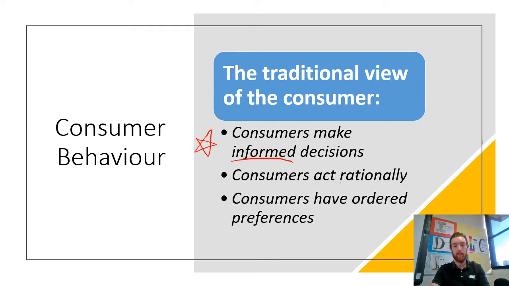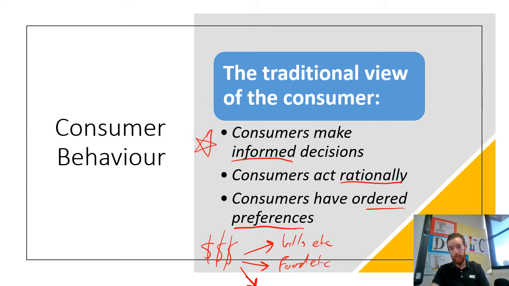It's also assumed that consumers act rationally, which means that we are always doing the smartest or the most logical thing with our money. We don't act impulsively, which isn't always the truth, but that's the traditional view. And also that we have ordered preferences. So that's basically stating that when we get paid, we have an order of how we are going to spend that money based on its importance. So it's expecting that we are going to pay our bills, etc. first, and food, etc., and then your luxuries at the end with what's left over, which probably depending on who you are, that's not always the case.